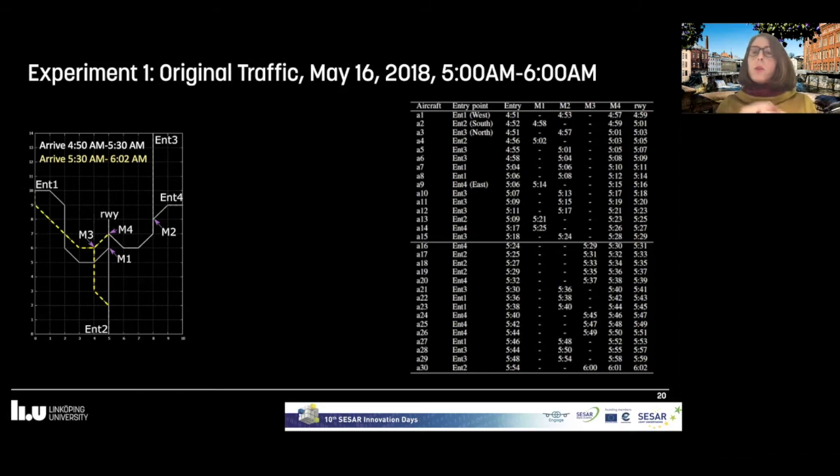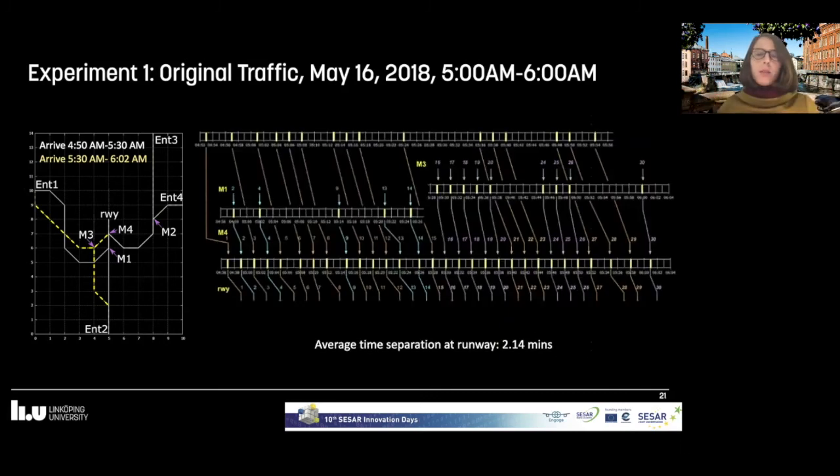All the 30 aircraft all fly CDO, it's feasible. And what we get is an average entry time deviation of 2.27 minutes from this original planned time. And let's look a bit at how that moves. So we have here the different merge points and at the bottom, the runway, where you can see with which intervals they arrive. And the average time separation at the runway is 2.14 minutes.